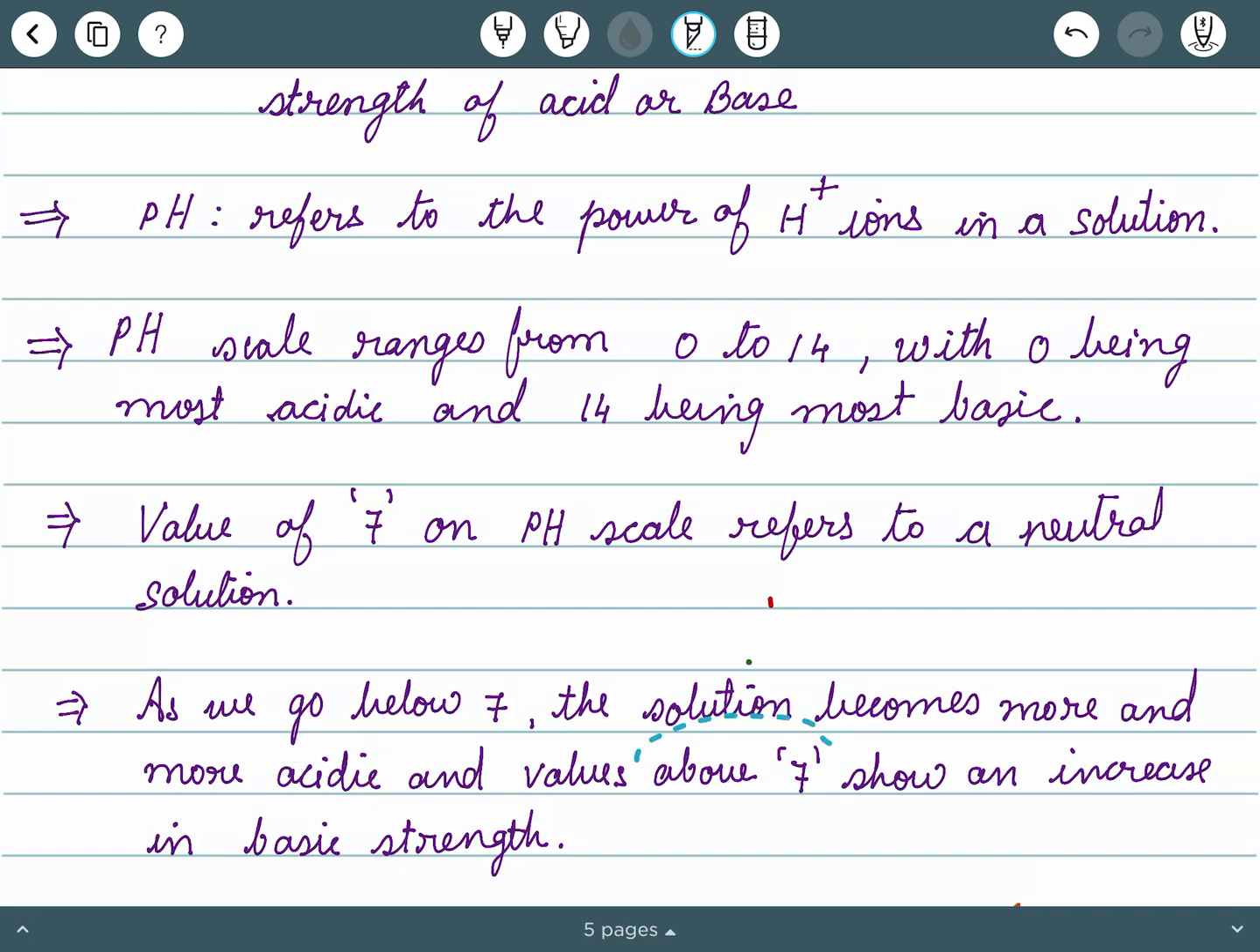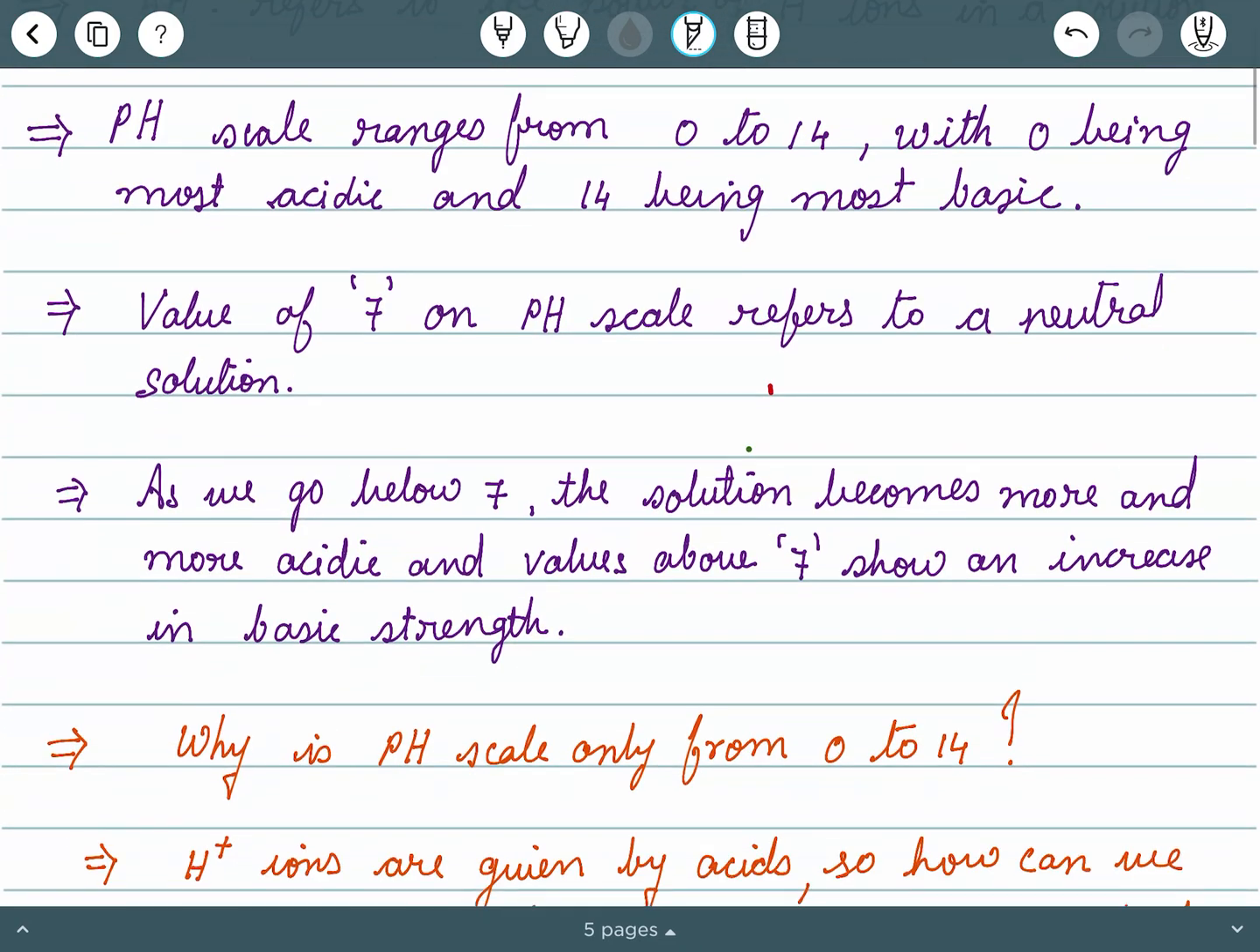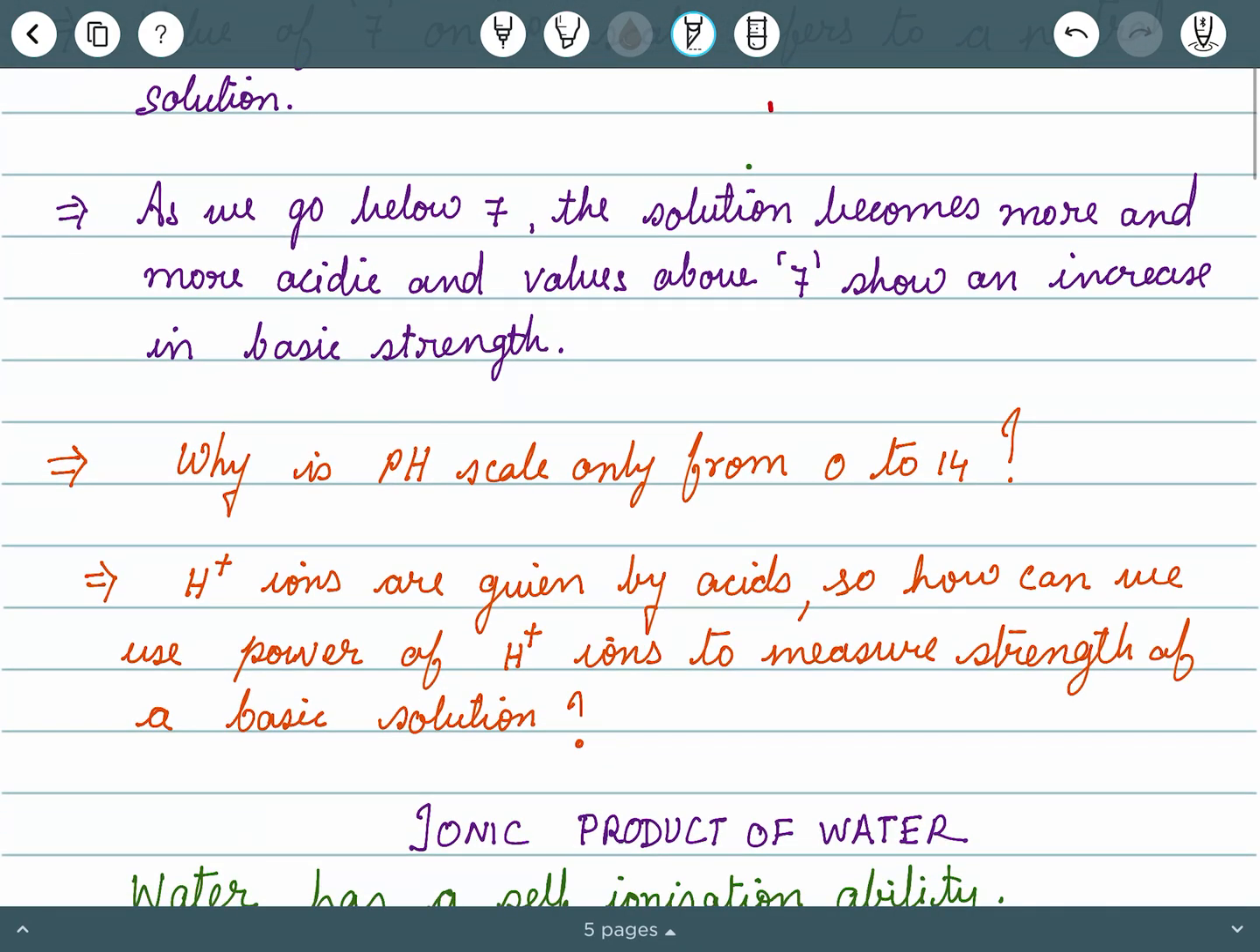And as we go to values above 7, it shows an increase in basic strength. It would mean that a solution with pH 13 will be more basic than a solution with pH 11. But now there are certain questions that would come to your mind. 1. Why is this pH scale only from 0 to 14?